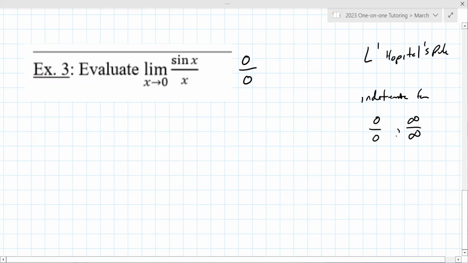So what do you do? Well, you take the derivative of the top and the bottom separately. So you don't look at this as quotient rule. You just take the derivative of the top. The derivative of sine is cosine. The derivative of x is 1. And then you try again. You're like, okay, let me see if I can put 0 in for x. You can. The cosine of 0 is 1. 1 divided by 1 is 1.